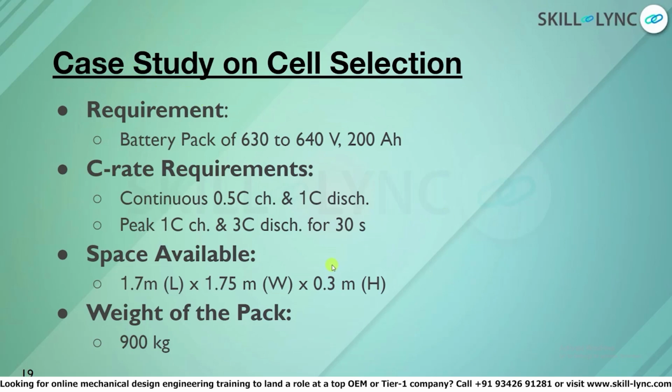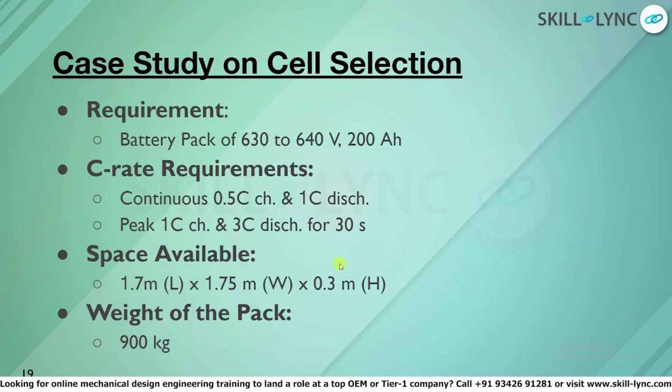Over here we have a battery pack requirement of 630 to 640 volts, 200 Ah. And we also have C rate, which is the charge and discharge rate current requirement, split into two: continuous and peak rates. Continuous rate is a standard current during charging or discharging, which happens for a very long time. Peak rate is for a very small amount of time, like 1C, 2C or 3C, for a period of 20, 30 or 40 seconds, or maybe 1 minute, not more than that.